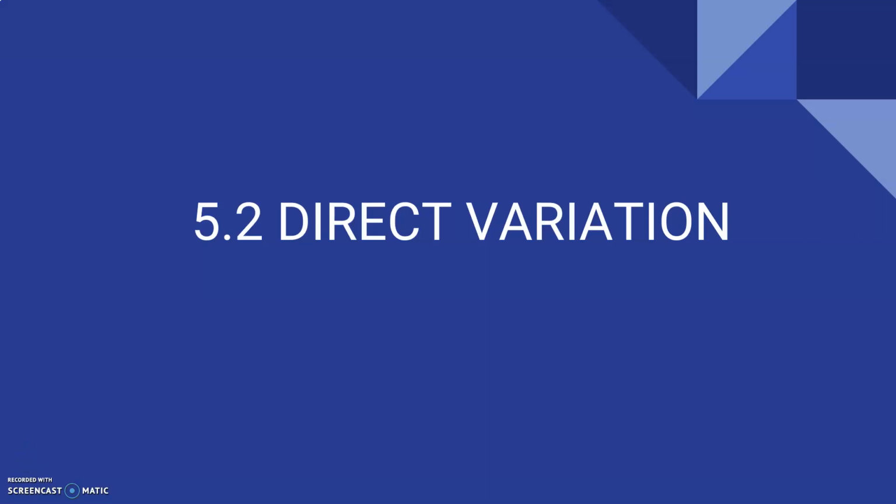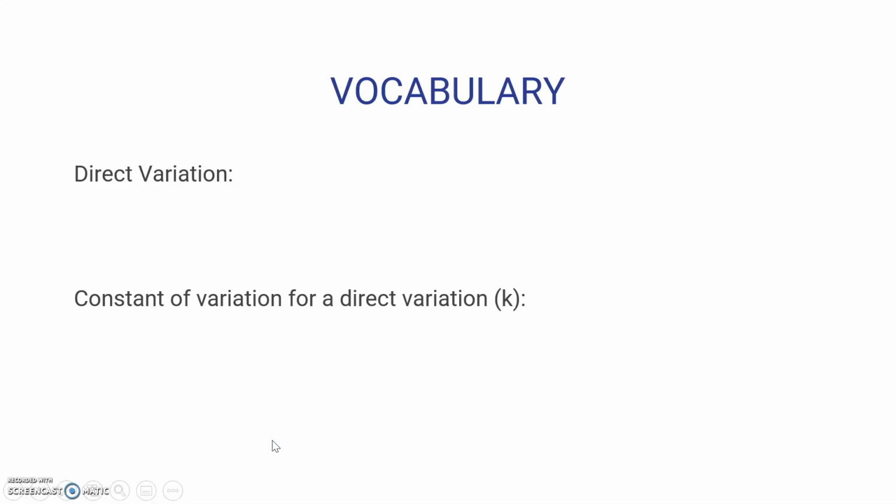Alright, today we're looking at direct variation, and in our first section for this we talked about rate of change and we talked about slope. And direct variation is just a specific type of a rate of change or a specific type of function. And so for direct variation, our definition for it is that it can be written in this specific form. And so the form that it can be written in is that y is equal to kx.